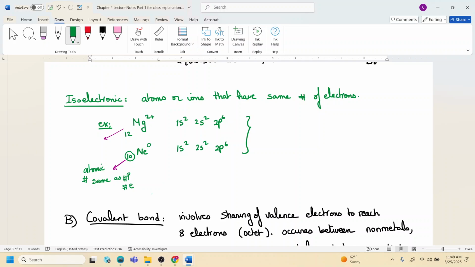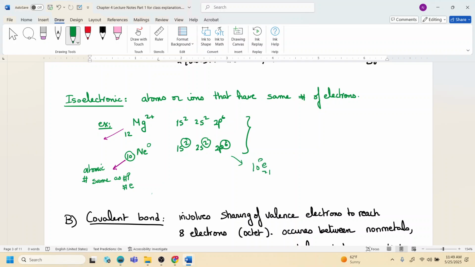So we said that if you have an atom or an element that has a zero charge, then in this case, the number of protons is equal to the number of electrons, which is equal to the atomic number. So neon here has 10 electrons. You can go ahead and draw them, and this is 10 electrons in there. So neon has 10 electrons.